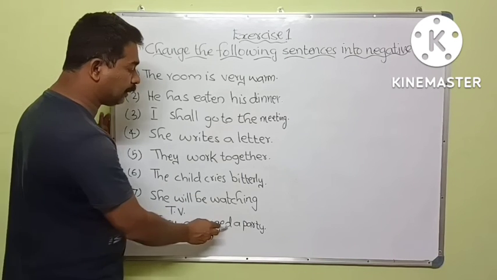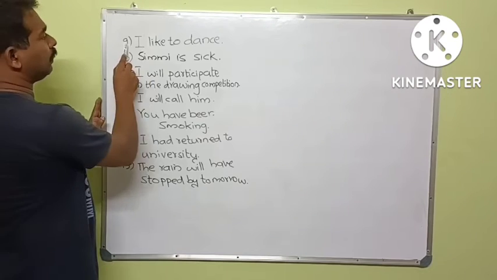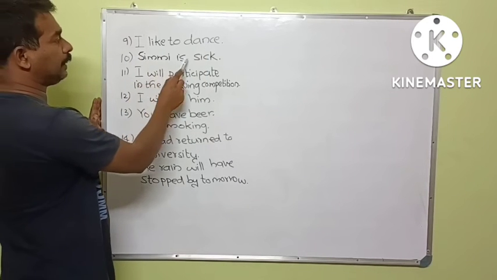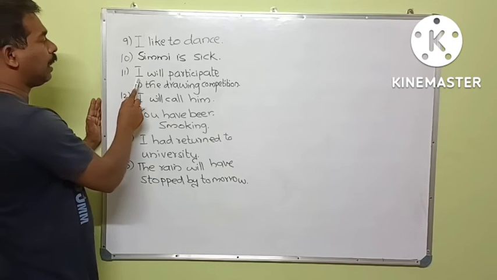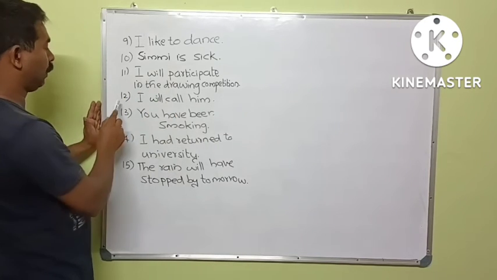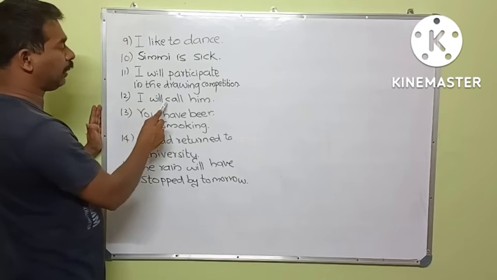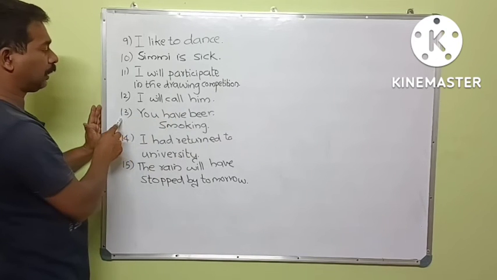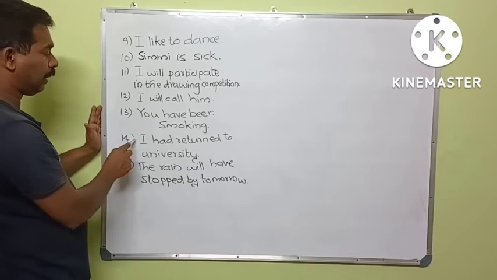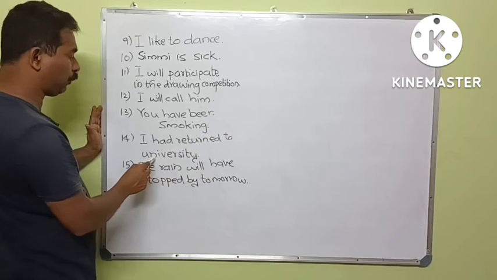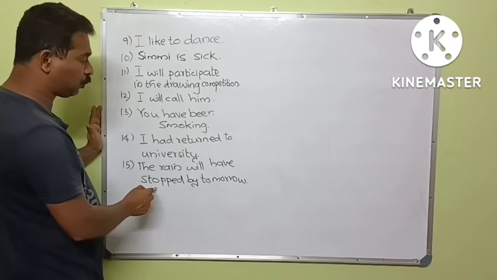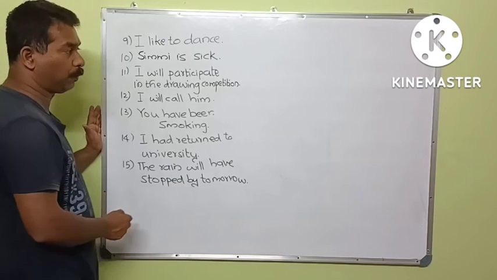Number 8. They arranged a party. Ninth one, I like to dance. 10th one, Simmi is sick. 11th one, I will participate in the drawing competition. Number 12, I will call him. Number 13, you have been smoking. Number 14, I had returned to university. Number 15, the rain will have stopped by tomorrow.